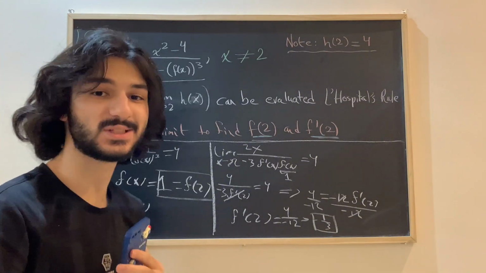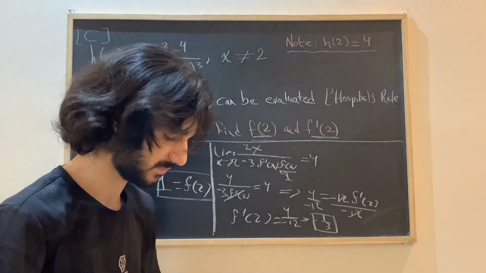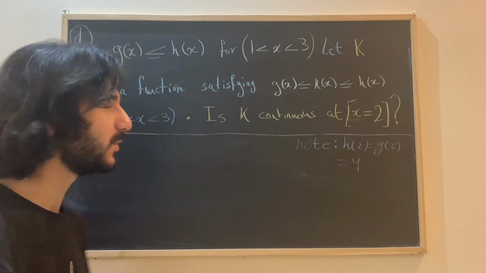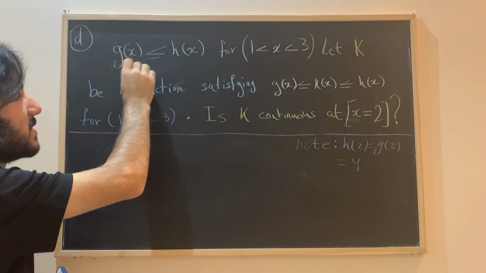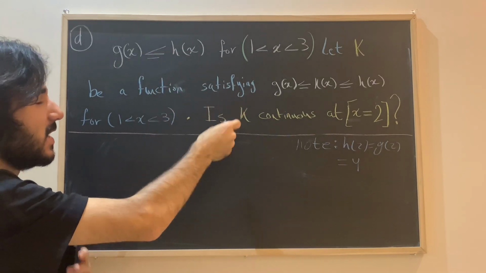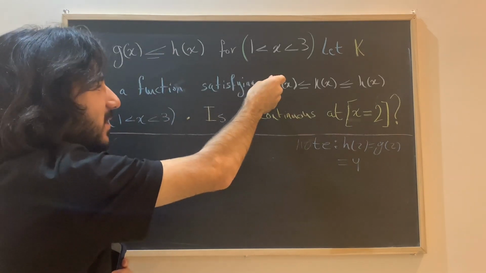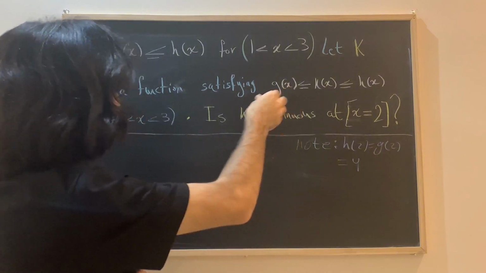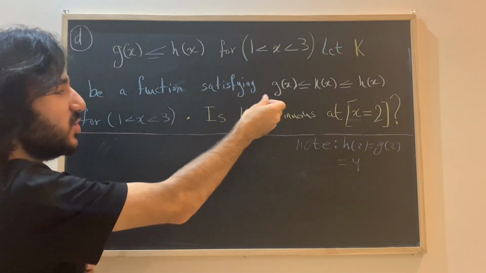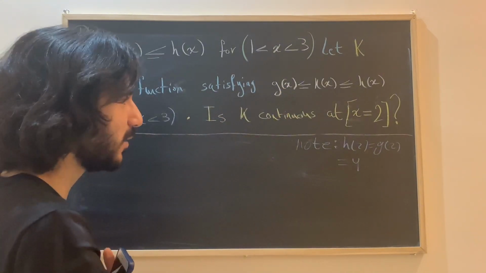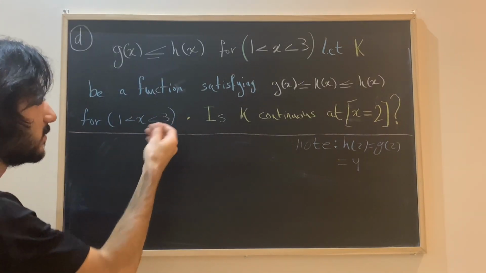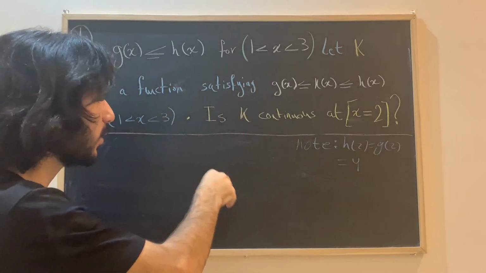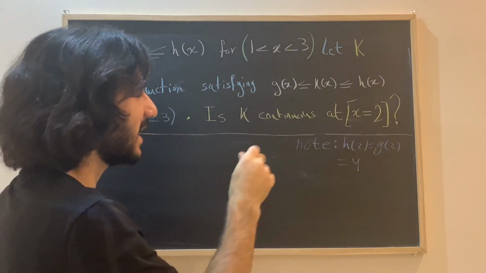Now let's move on to the next part, which states that g of x is less than or equal to h of x for 1 less than x less than 3. Let k be a function satisfying g of x less than or equal to k of x, which is less than or equal to h of x for 1 less than x less than 3, and you know the inequality. Is k continuous at x equals 2?